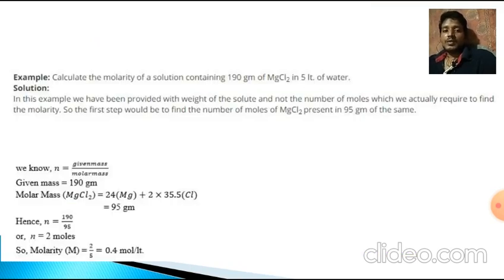For diluting a solution, we use the following equation: C1V1 equal to C2V2, where C1 is the concentration of the stock solution, C2 is the final concentration, that is the dilute solution concentration, and V1 and V2 are the initial and final volume respectively.